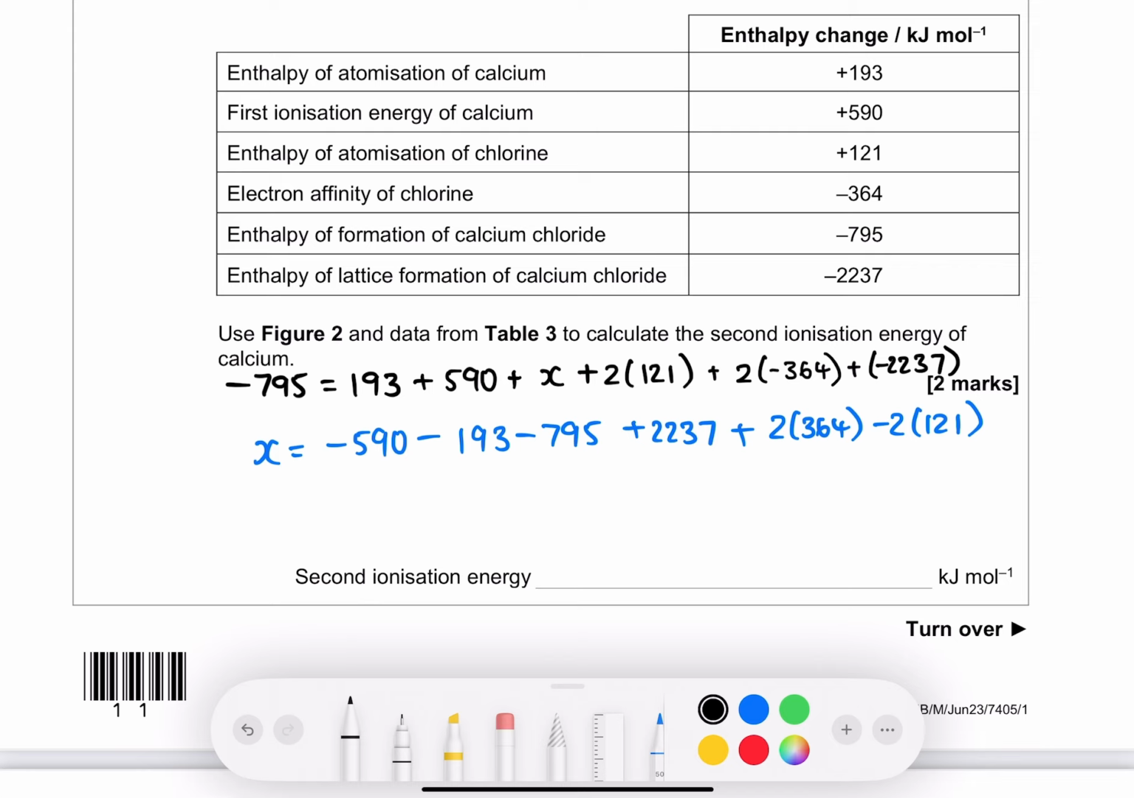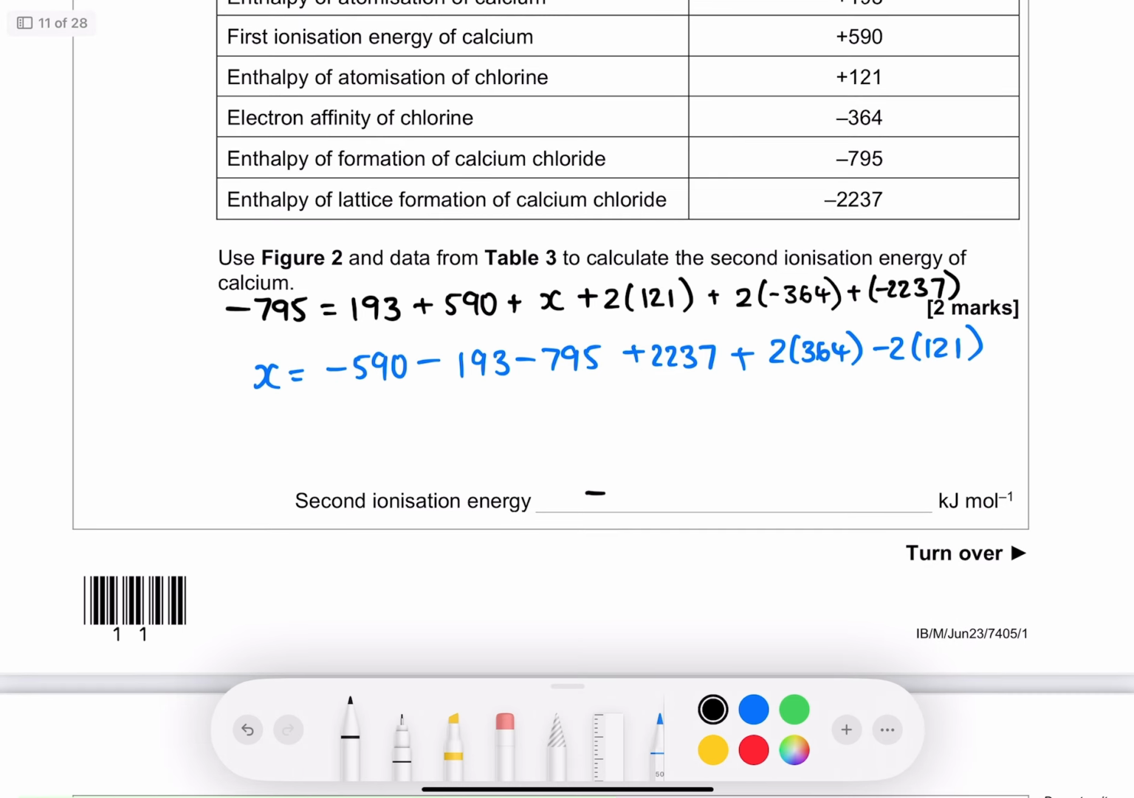So then you've got to type it all into your calculator. And that gives you a positive answer, which is what you're expecting because the arrow pointed up, and it's coming out as +1145.